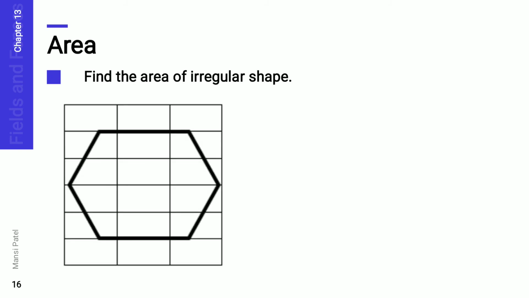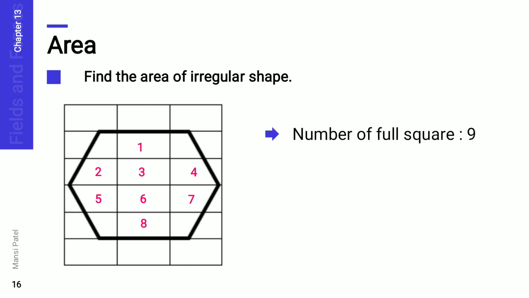Now, let us see one more example to find out the area of irregular shapes. In this also, you want to find out first the whole, means full squares, and the squares which occupy more than half. So this portion is 1, 2, 3, 4, 5, 6, 7, 8. So how many full squares are there? 8 full squares are there. Here one mistake is there. You want to write down here 8.